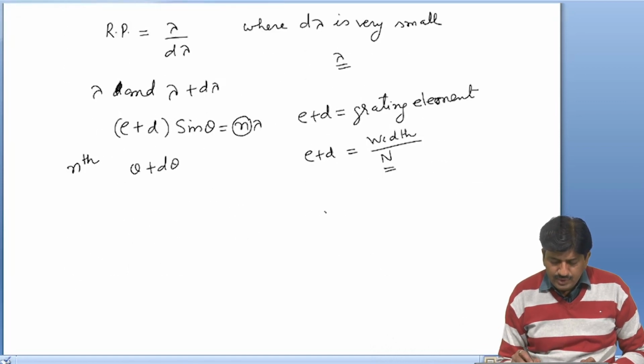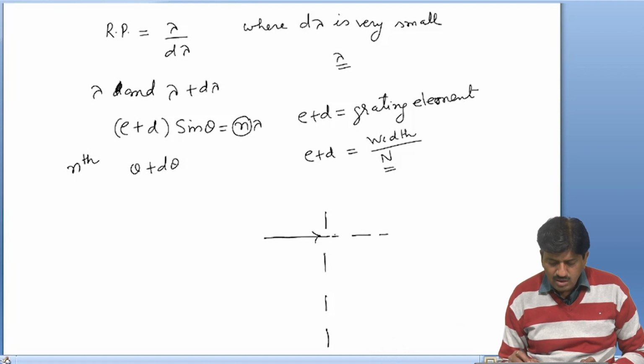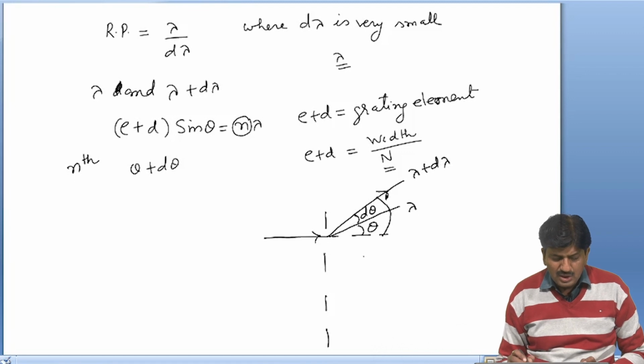Suppose this is a grating and these are the slits. Light is incident and diffracted at an angle theta, suppose wavelength lambda, and again this angle is d theta, wavelength is lambda plus d lambda, and total angle becomes theta plus d theta.